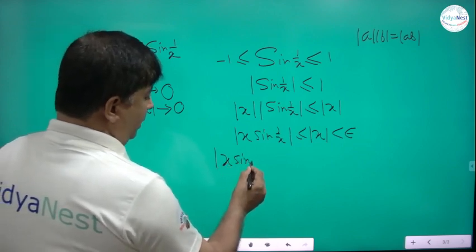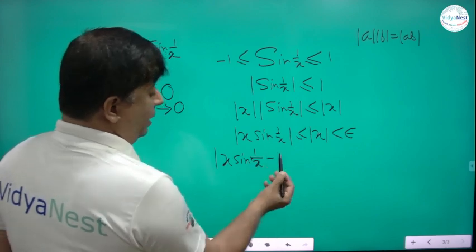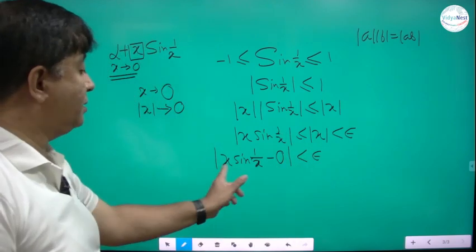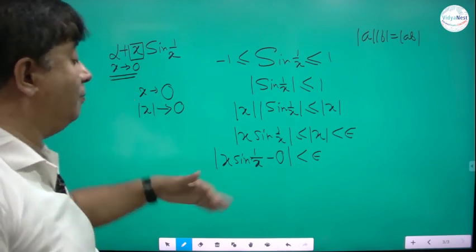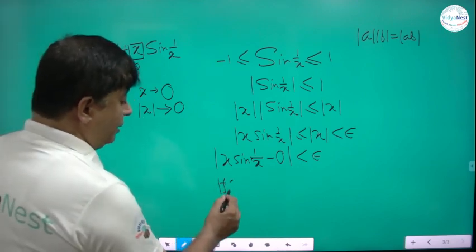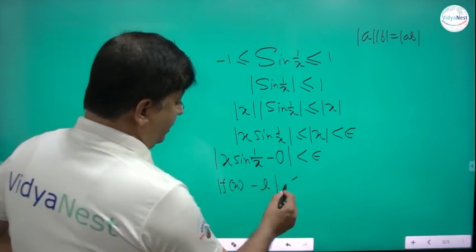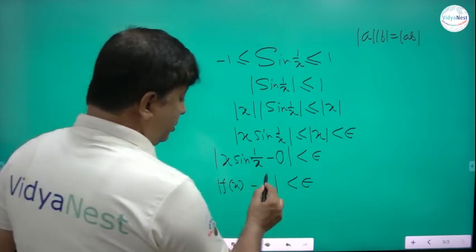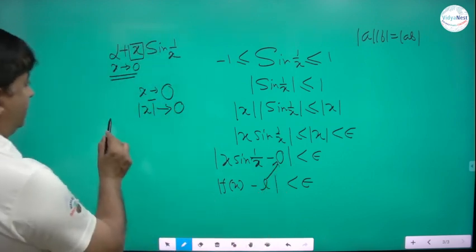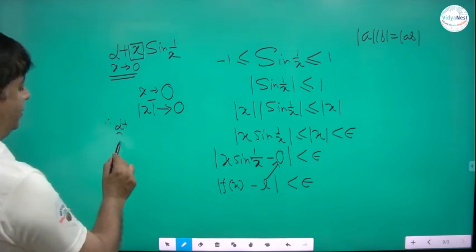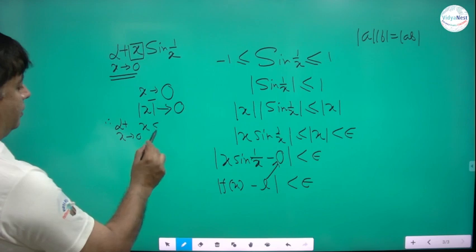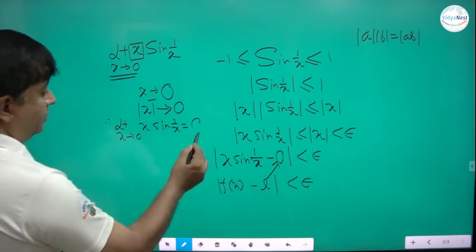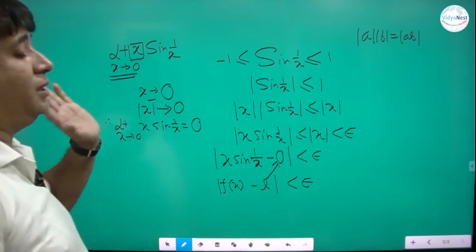So I can write x sin(1/x), and if I write minus 0, that will not make a difference: |x sin(1/x) - 0|. Now, it is comparable to what? The definition of the limit, |f(x) - L| less than epsilon, where x tends to 0. So L is what? 0. Therefore, the limit as x tends to 0 of x sin(1/x) is L, and L is 0 over here. That is by definition we have done.